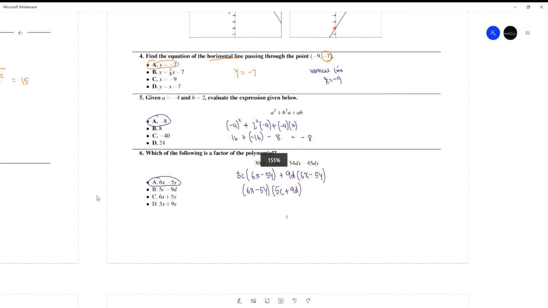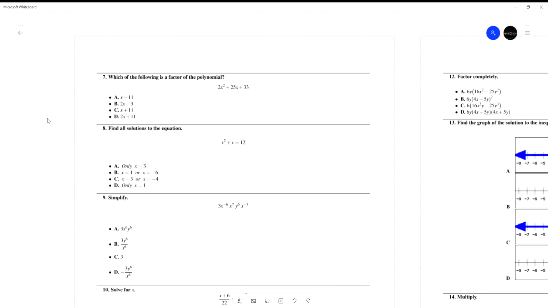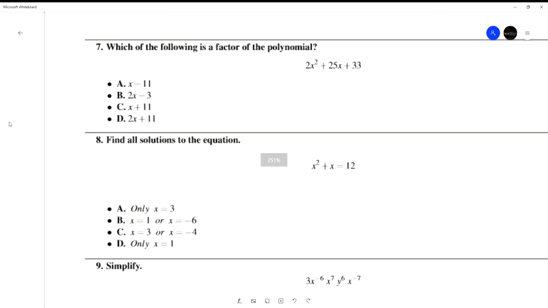And that's your answer. Moving on, let's see here. We have to do these two problems. Okay, so it says, which of the following is a factor of the polynomial? So clearly, we have to factor this.